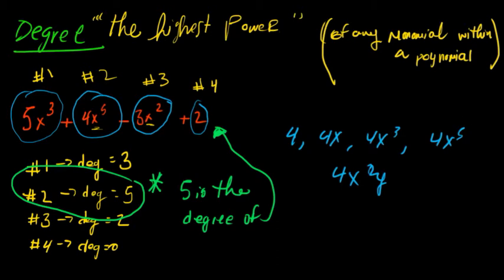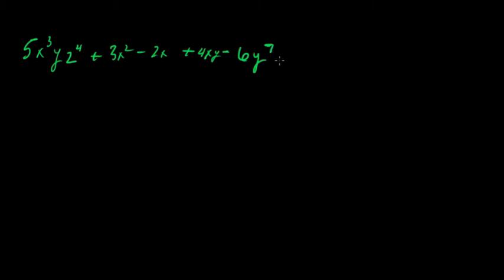Let's go to another example here on degrees. Okay? Let's say if I have 5x cubed yz to the 4th plus 3x squared minus 2x plus 4xy minus 6y to the 7th power plus 6. Okay, well, this is a large polynomial here, but let's see if we can find the degree of this polynomial.